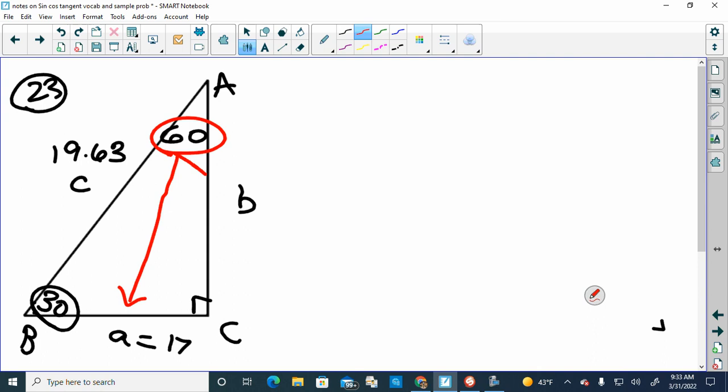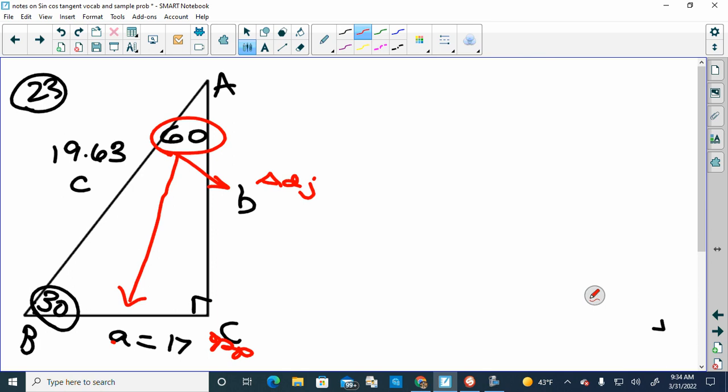Okay, so in relationship to this angle, this one would be called the opposite. In relationship to this one, this would be called the adjacent, right? Because this is called the hypotenuse. Okay, so we're using opposite and adjacent. So in your notes, which one has opposite and adjacent?